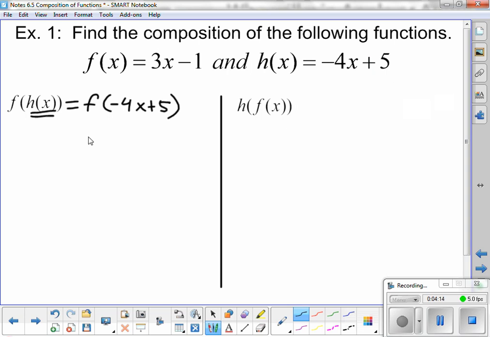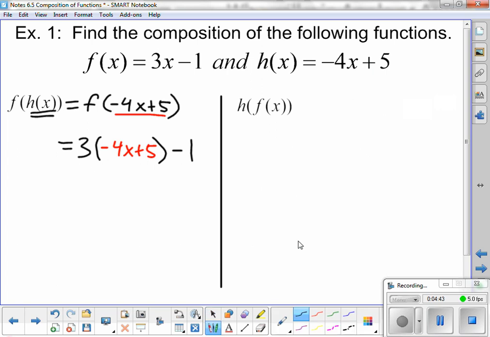Right? Now that's going to be like the screen that I just did a couple slides back, where now we have the f function, which is this one, and then instead of x, we're putting in negative 4x plus 5. So we're going to take this f function, which is 3x minus 1. So I'm going to rewrite that as, so my f function is 3, but instead of putting x, I'm going to put a blank spot, minus a 1. Now, inside of that blank spot goes this stuff, the negative 4x plus 5.